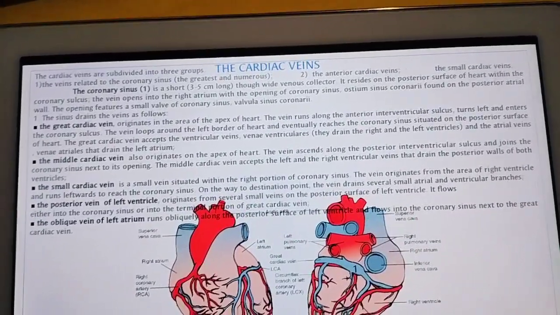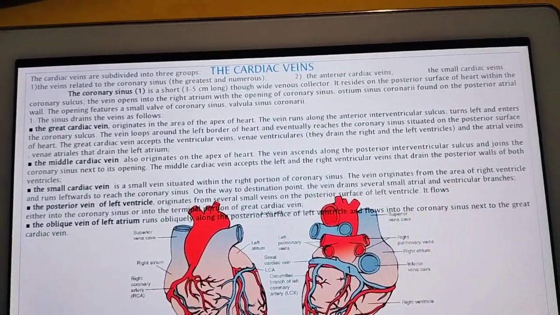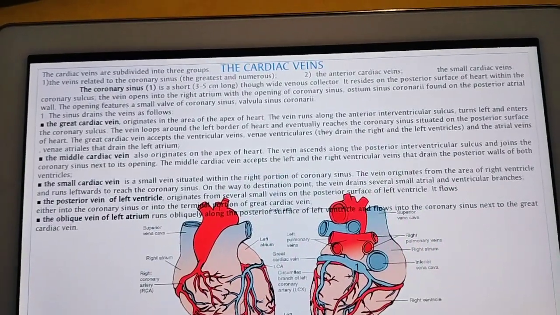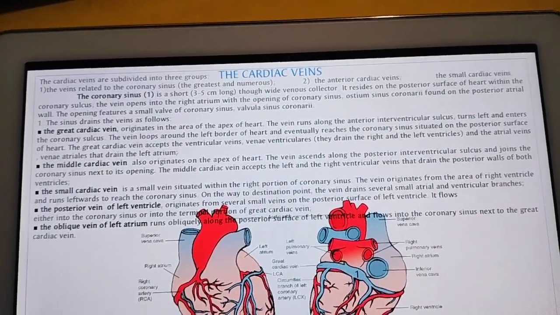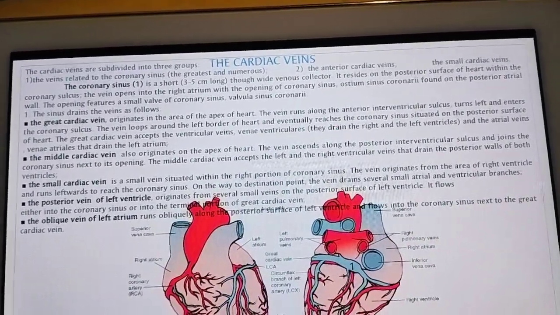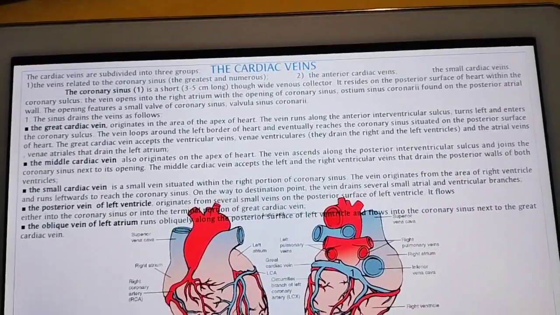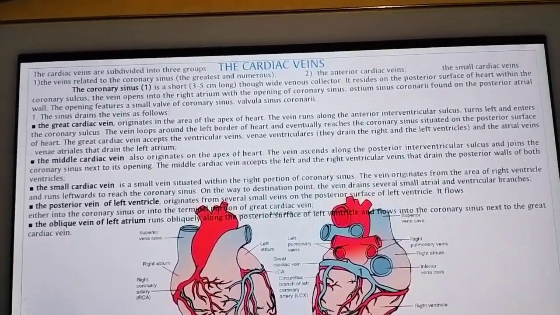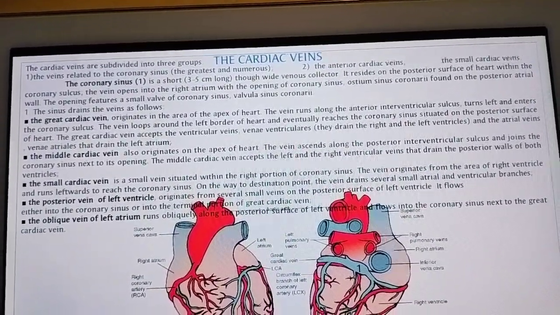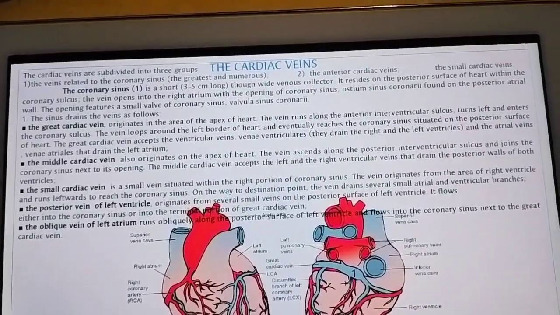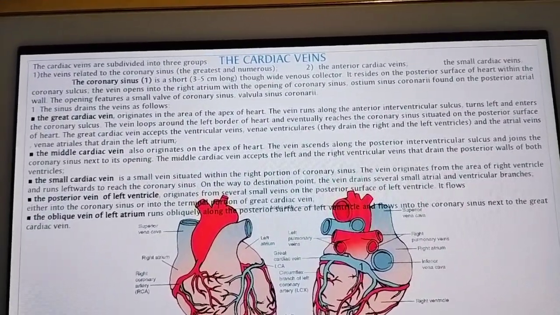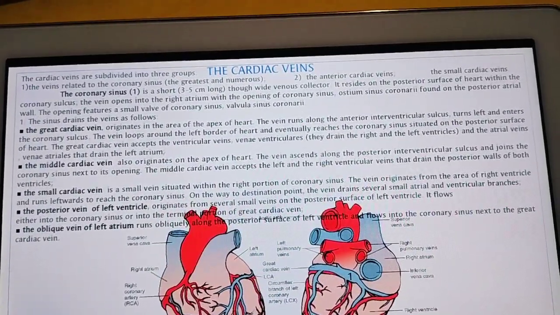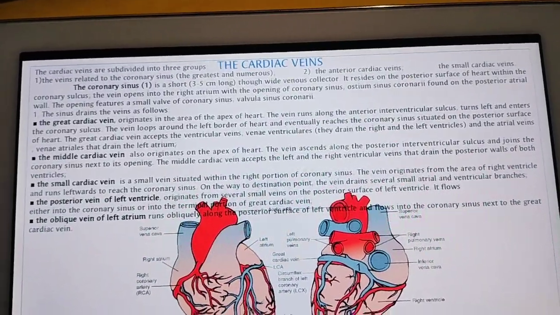Okay. Now, this sinus drains blood from several branches which come into the coronary sinus. So now we are going to discuss which are the branches. Remember, the branches we are going to discuss now are the coronary sinus branches, I mean the veins joining into the coronary sinus. This is not the anterior cardiac veins or the small cardiac veins.